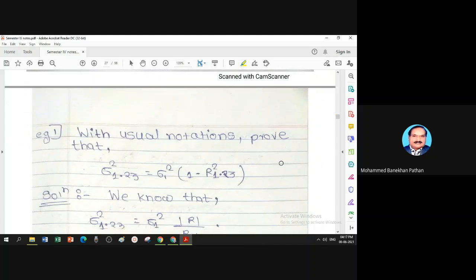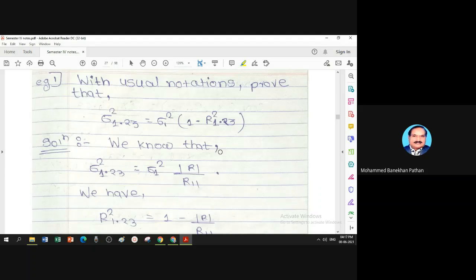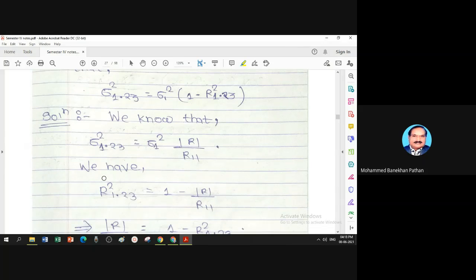Now let us see a few examples. With usual notations, prove that sigma square 1.23 equals sigma square 1 in bracket 1 minus R square 1.23. Very simple expressions. We know that sigma square 1.23, which we derived yesterday, is sigma square 1 times determinant of R divided by R11. We have R square 1.23 from today's derivation: 1 minus determinant of the correlation matrix divided by R11.